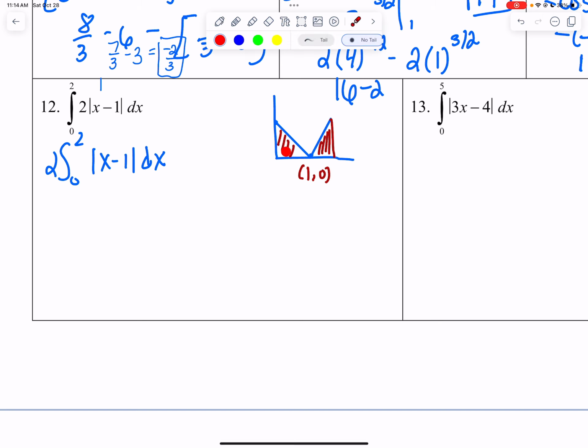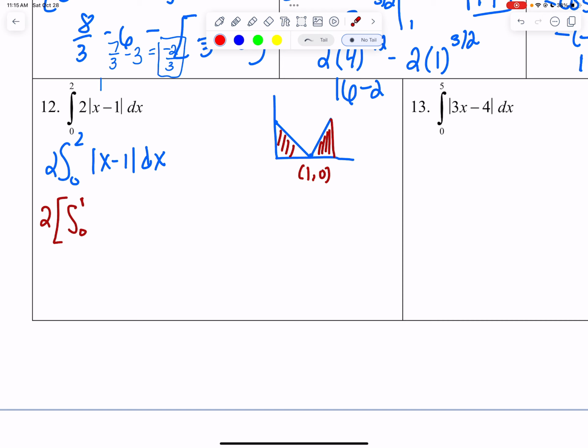We have two areas. We have this area from 0 to 1, and then we have this area from 1 to 2. Which means I'm going to break up my integral into two parts. I have 0 to 1. But notice how from 0 to 1, I have this area, and that line is not x minus 1.